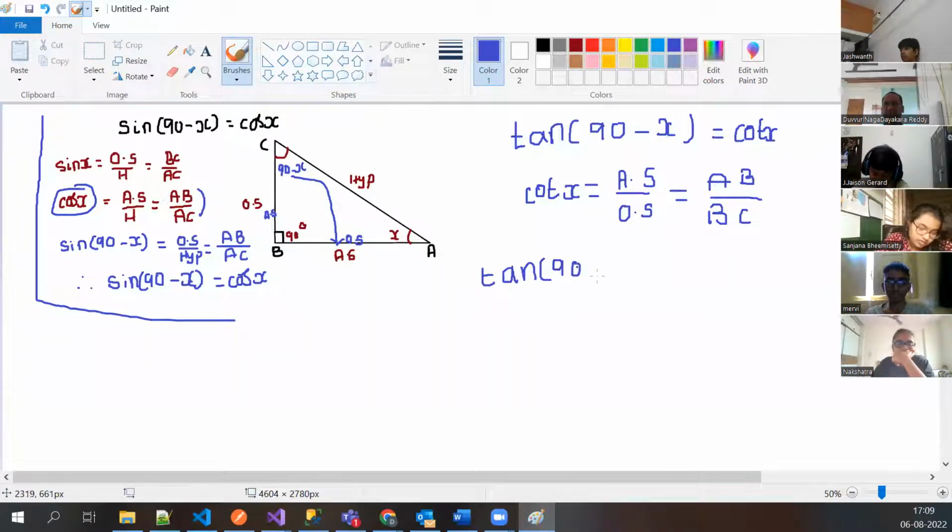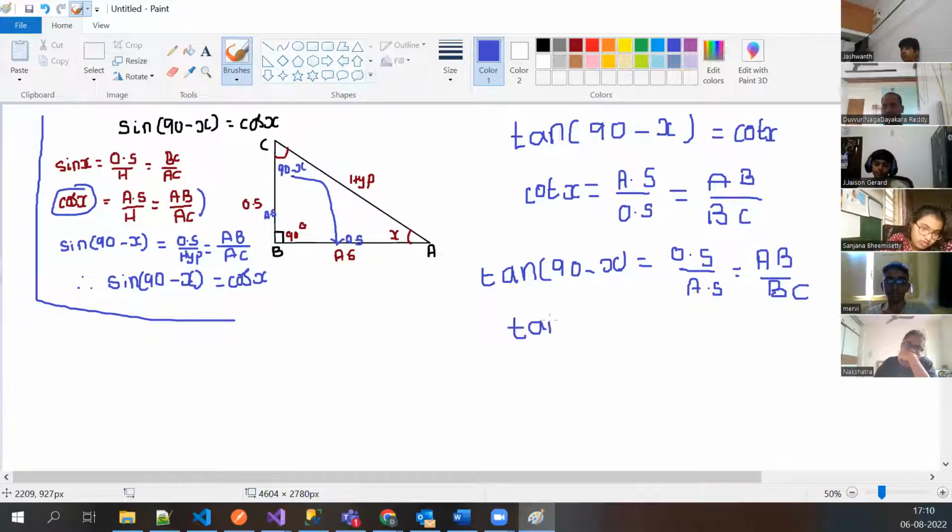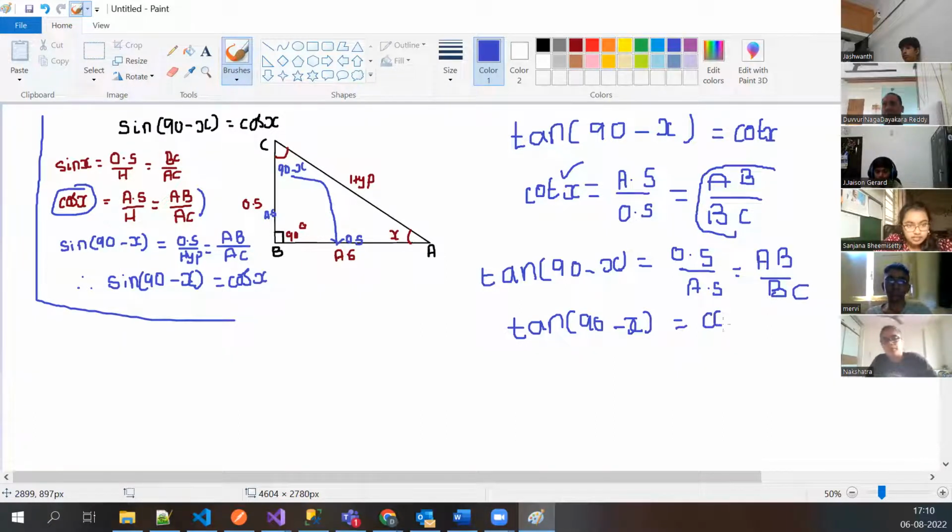Now tan of 90 minus x. What is the definition of tan x? For 90 minus x you should consider the blue color one. Opposite side by adjacent side, right? Opposite side value is AB. Adjacent side value is BC. So tan of 90 minus x equals AB by BC, which is replaced with cot x. Cot x. Please copy, children.